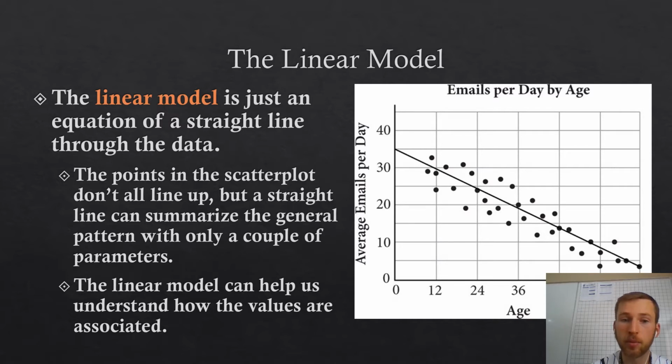In a scatter plot, almost never will you see all the points line up perfectly straight. But what we can do with a linear model is draw that straight line in so that we can summarize the general pattern with only a couple of parameters. Instead of dealing with 30 separate points, we can talk about a general slope and a general y-intercept of our scatter plot. And the linear model can help us understand how the values are associated with one another.